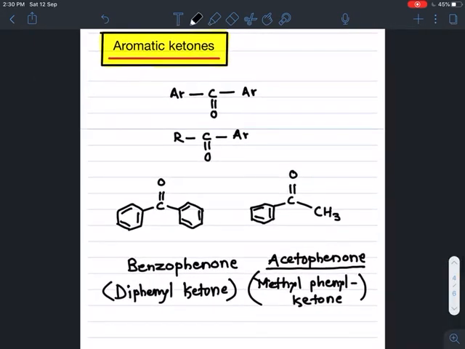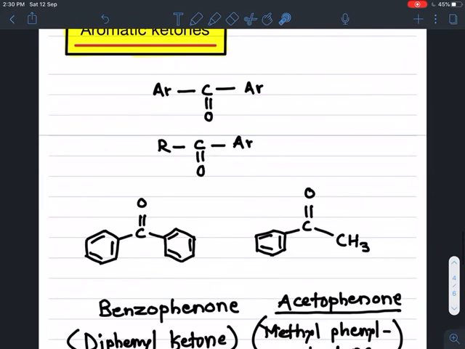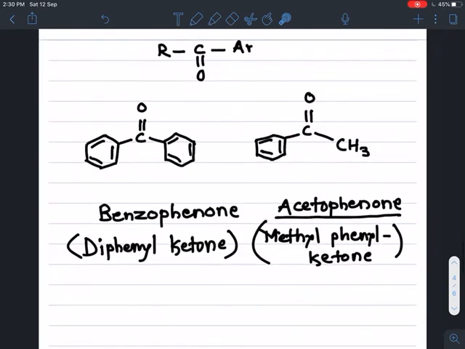Aromatic ketones means the ketonic group is attached to either two same aryl groups or one alkyl and one aryl group on both sides of the CO group. So the first example is benzophenone and the other is acetophenone.